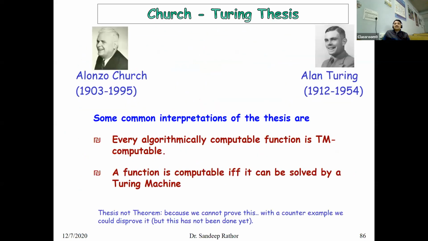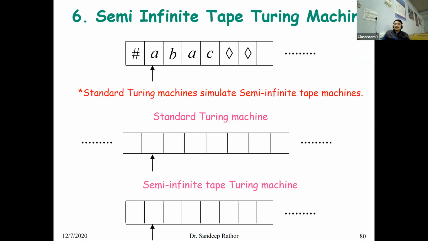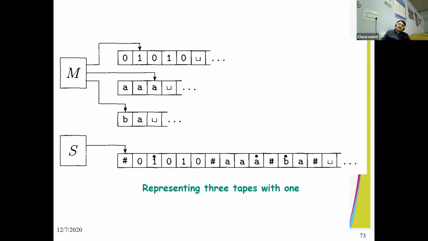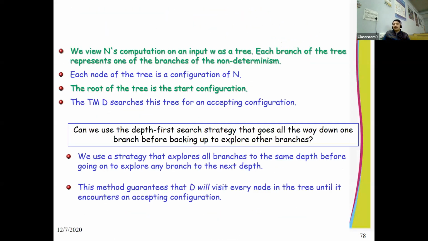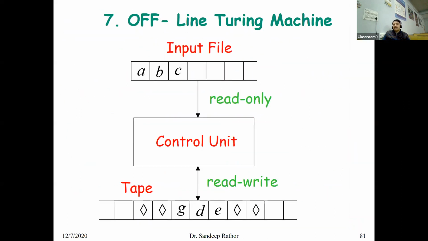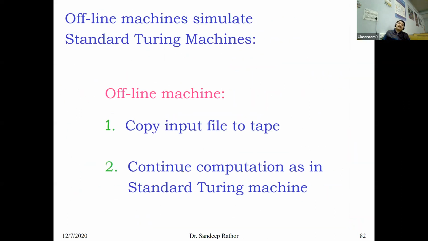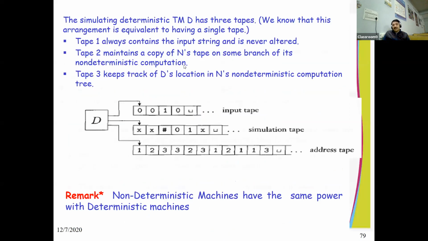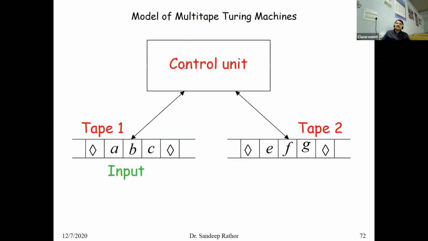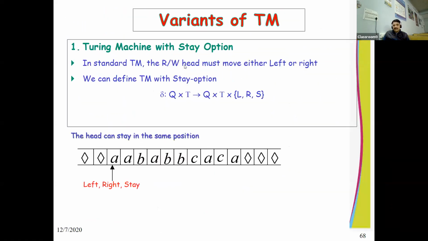So this is about the Church Turing thesis. And these are the variants of Turing machine, different variants. Under this we have already read the Turing machine with stay option, multi-tape Turing machine, multi-head Turing machine, multi-track Turing machine, right? So we have already covered non-deterministic Turing machine, semi-infinite Turing machine, offline Turing machine, and as the eighth one, you can also write the universal Turing machine. So all these can be considered as the variants of Turing machine in detail.